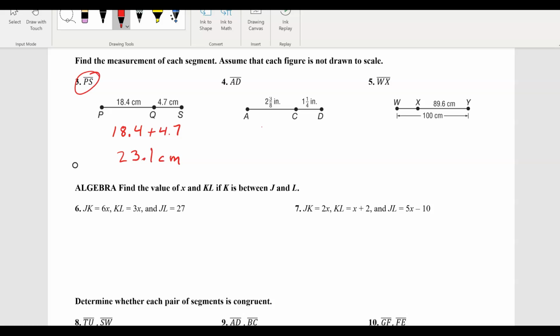Okay, in the next one, we want AD again, so we have the smaller piece, we'll add them. This one over here, I want WX. So we can't add 100, because the whole piece here is 100 centimeters. Okay, and then X to Y is 89.6. So it wouldn't make sense to add these two. It's not going to be 189.6 centimeters for this smaller piece.